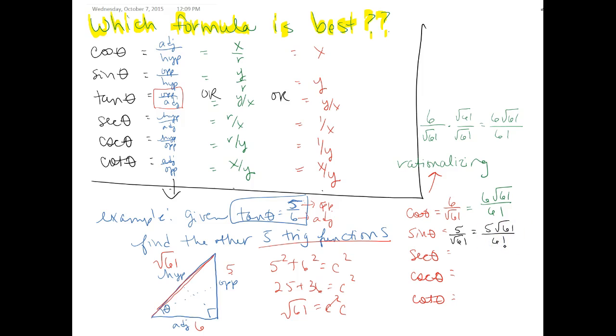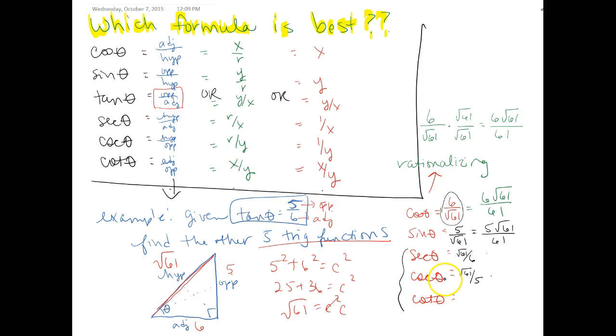Now secant, cosecant, and cotangent, don't think too hard on these, honestly. These are reciprocals of the other ones. If you know that secant is the reciprocal of cosine, then you just flip whatever you had for cosine. So I'm going to take this answer that I had already found, and I'm just going to flip it. So it's going to be root 61 over 6. The next one's the reciprocal of sine, so it's going to be root 61 over 5. No rationalizing needs to be done on these because a radical on top is fine. So just leave those alone.